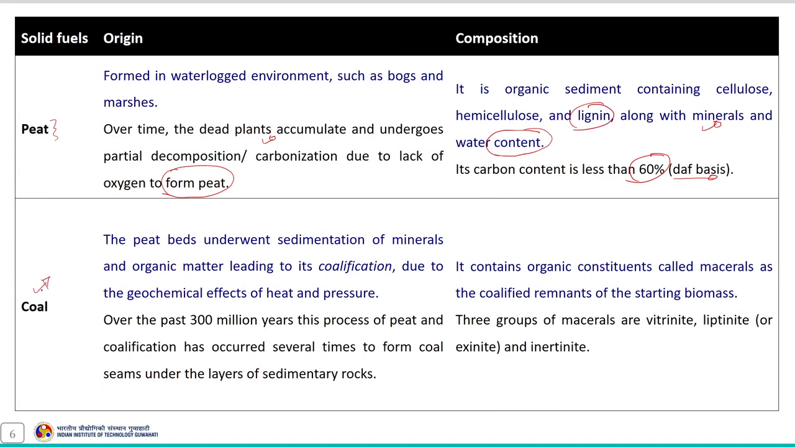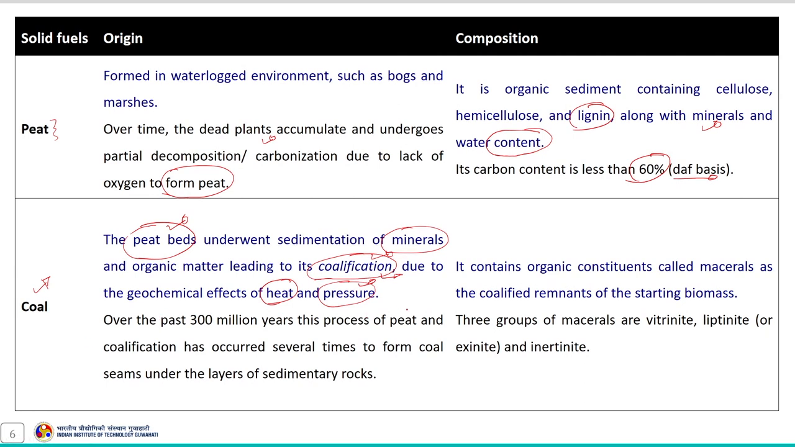Coal is another solid fuel. It originated from the peat beds, which underwent the sedimentation of minerals and organic matter, leading to coalification. That is mainly due to the geochemical effect of heat and pressure. In this case, the peat formed in the previous stage, the peat beds, further underwent the sedimentation of minerals and organic matter, and that leads to coalification. If you recollect, we also discussed the coalification process in detail in one of the lectures in module 1, and it is mainly due to the geochemical effects of heat and pressure.